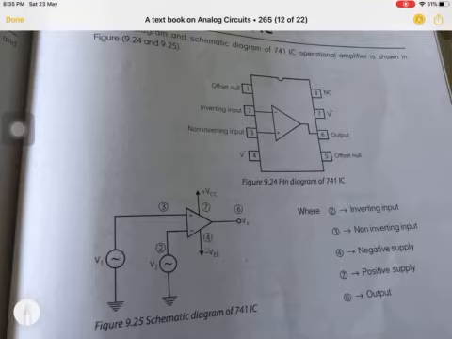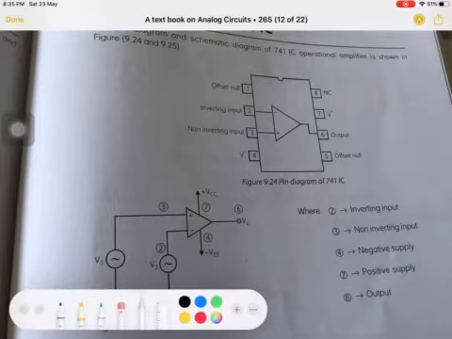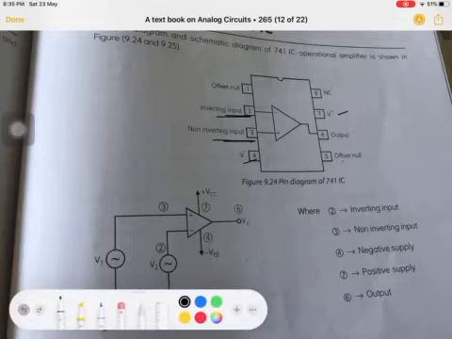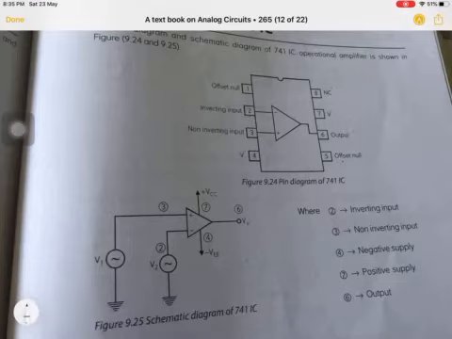If we look at this IC, this is the inverting input, this is the non-inverting input, the supply voltages, and the output. These two are offset null and this is NC, not connected. What do we mean by offset null? That we will discuss when we study the characteristics of the op-amp. This is just a representation of the op-amp.